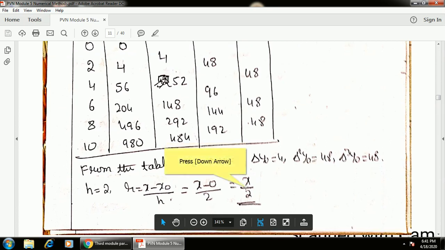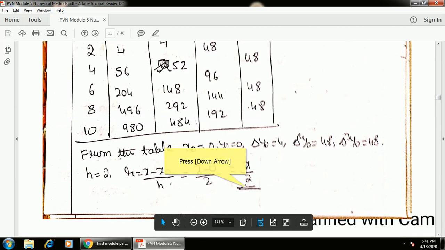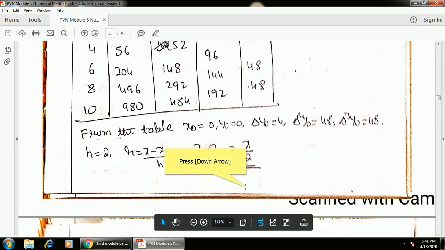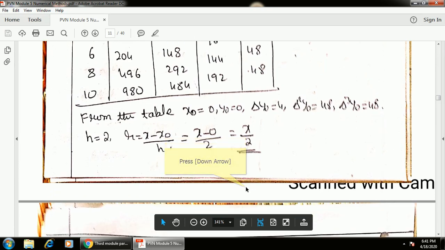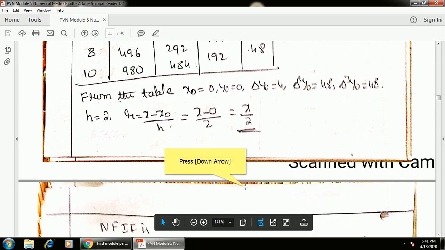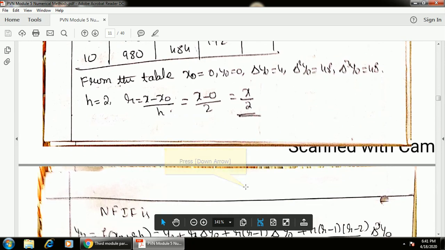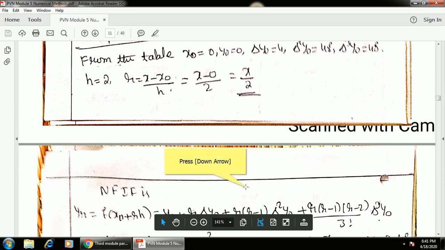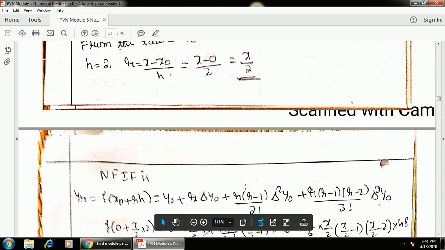Write the forward difference formula up to third order differences, because we have the values substituted up to third order differences.